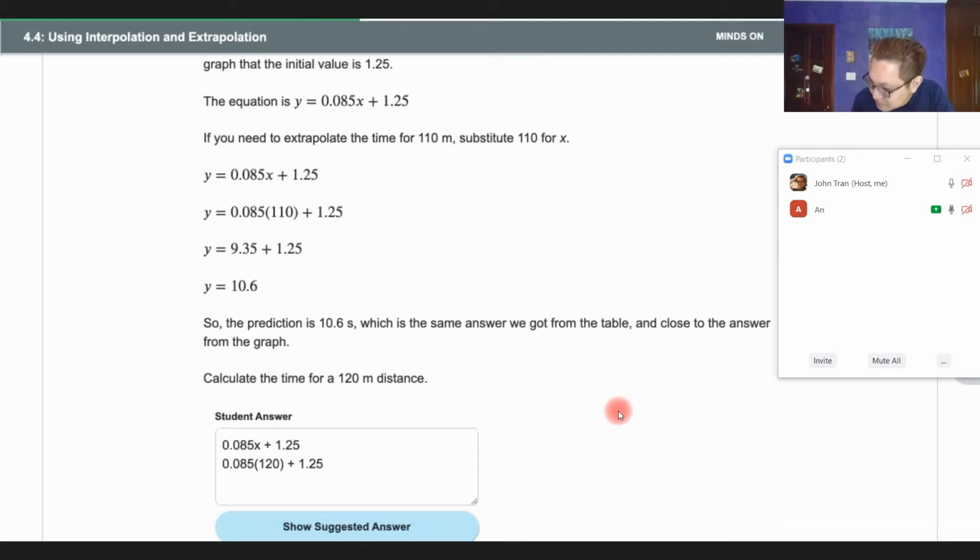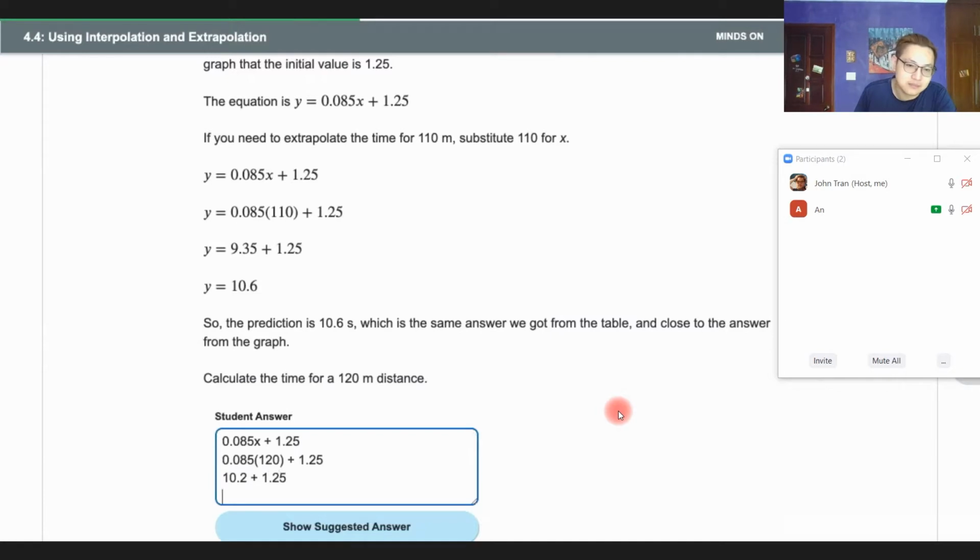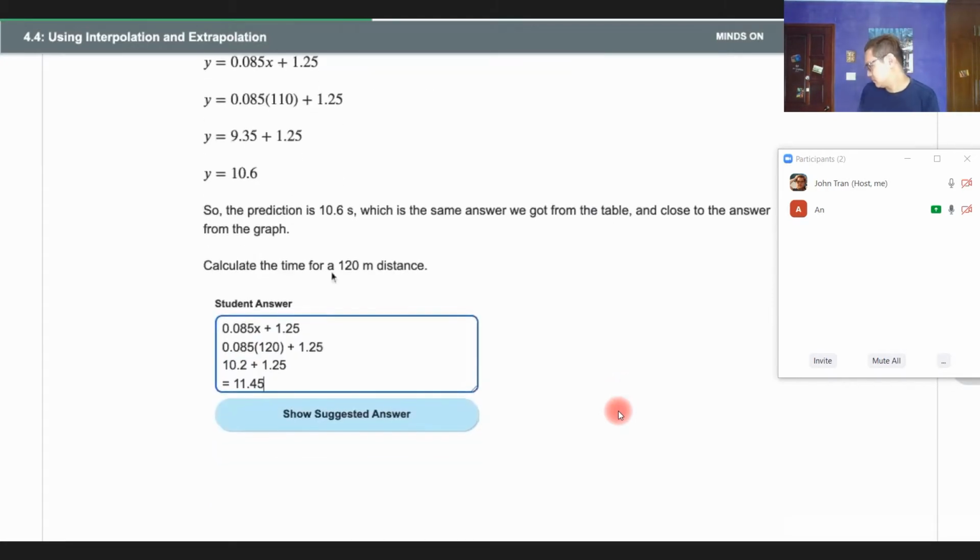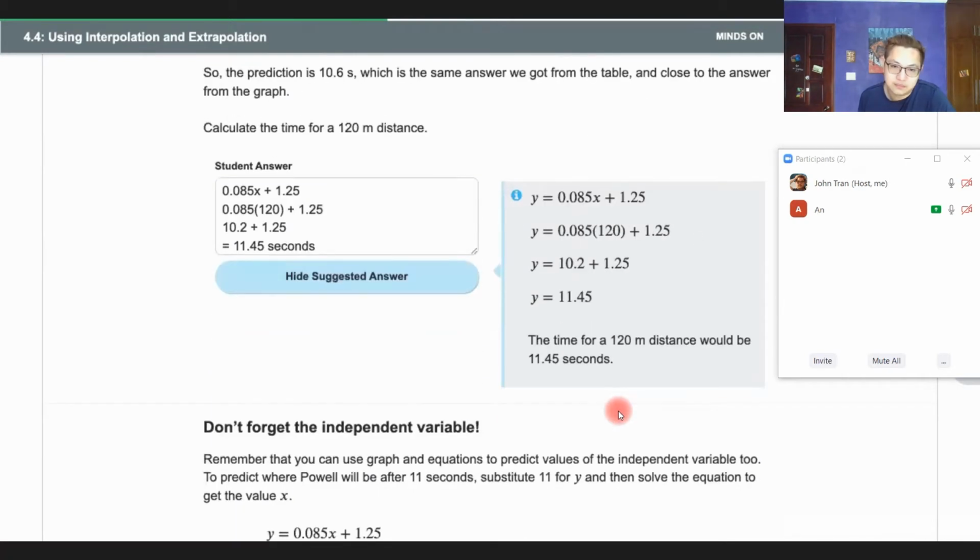0.085 multiplied by 120 is 10.2, and then plus 1.25 is equal to 11.45. So the time for a 120-meter race is about 11.45 seconds. It's the same, it arrived at the same answer.